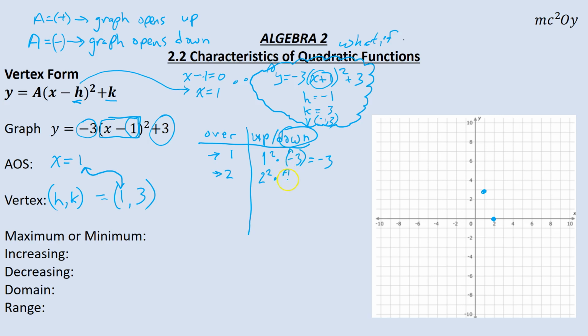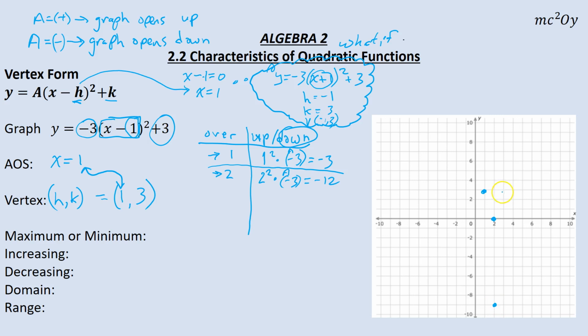So our a this time is still -3. So that's 4 times -3, which is -12. I really think that's all that's going to fit on my graph. Okay, so I go over 2 from the vertex. I start at the vertex each time and go down 12. Okay, and that's going to bring me to -9.